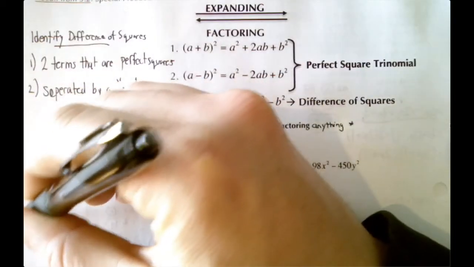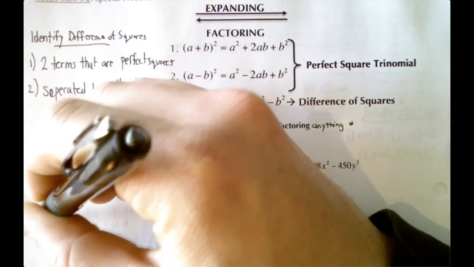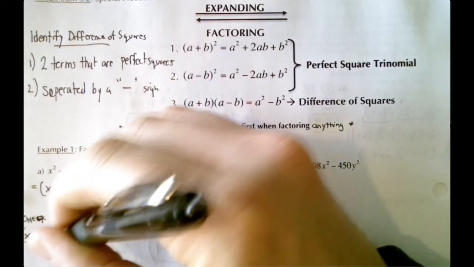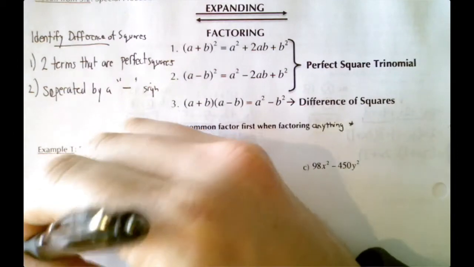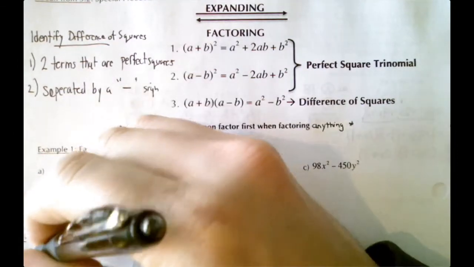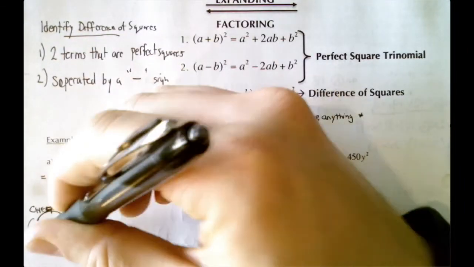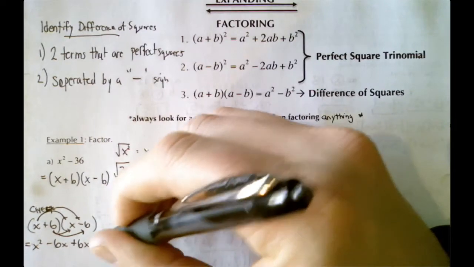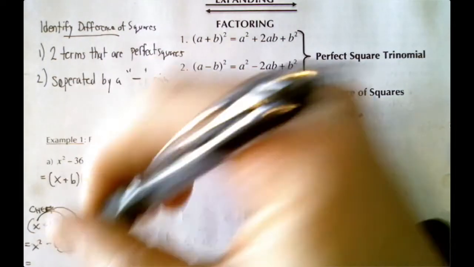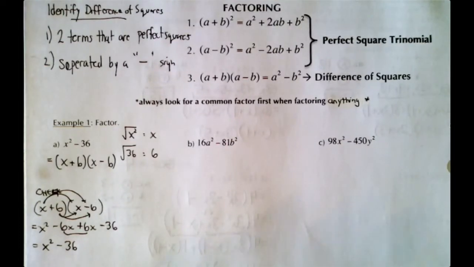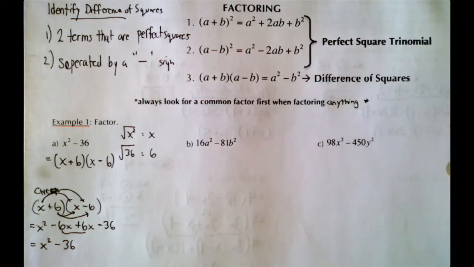And if we want to check this by expanding, we can do x plus 6 times x minus 6 to show that this will work. x times x gives us our x squared. x times minus 6 gives us our minus 6x. 6 times x gives us plus 6x, and plus 6 times minus 6 gives us negative 36. And there's our middle two terms, they cancel to 0, and we get x squared minus 36. So we can check by expanding. The key to factoring difference of squares is: square root your terms, write them in your brackets, and put opposite signs. Let's try one that's a little bit more complicated.